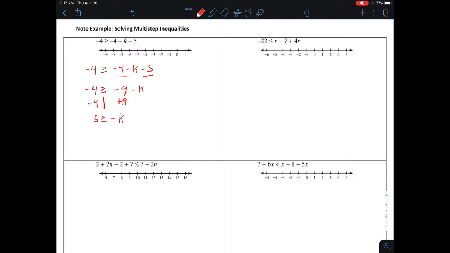Well, I am not done until the variable is all by itself. So I have that negative sign there, so I'm going to divide, because I need it to be positive k, divide both sides by negative 1. Or technically, you could multiply both sides by negative 1, accomplish the same goal. So I'd have negative 5 and k, positive k. Now, because I multiplied or divided both sides by negative, I got to turn that inequality sign the other direction. So I have negative 5 less than or equal to k, which means that I have a solid circle at negative 5. And since the opening's towards k, I got to shade towards bigger numbers.